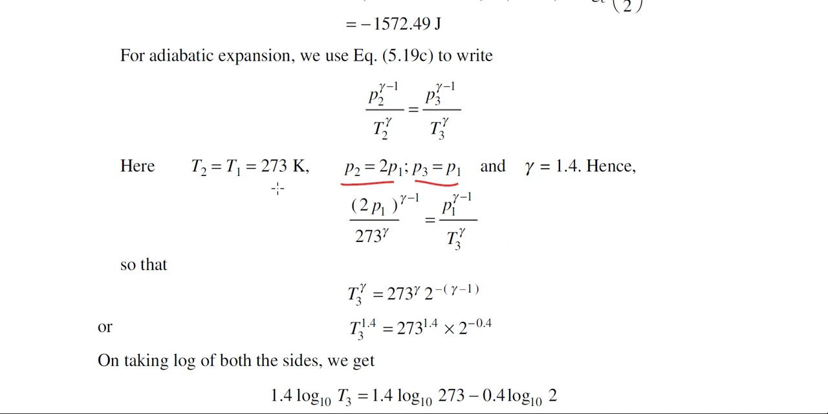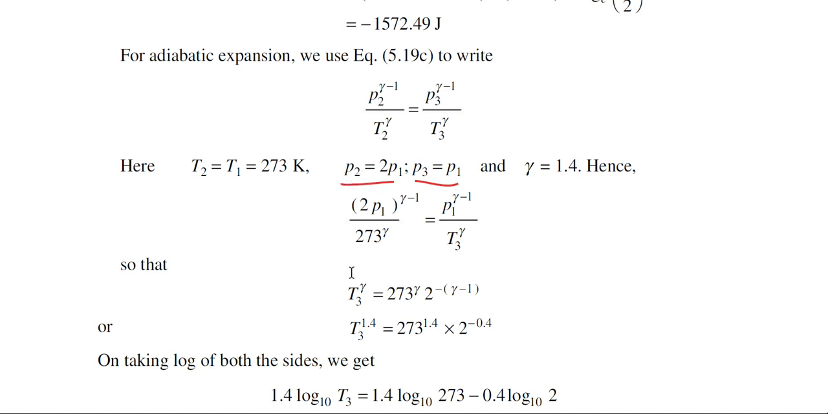In the next step, you are using the adiabatic process. During the adiabatic process, temperature will change, so T3 will be different. In this equation, you write it this way: P2 to the power gamma minus 1 by gamma, divided by T2, is equal to P3 to the power gamma minus 1 by gamma, divided by T3, because P1 and T1 indicate the initial states. T2 is equal to 273 Kelvin. We have to calculate T3, and P2 is equal to 2 into P1.